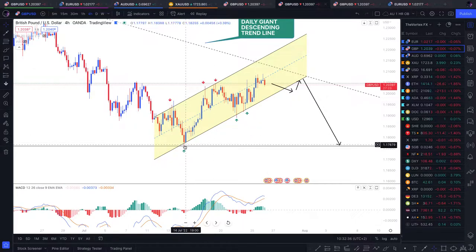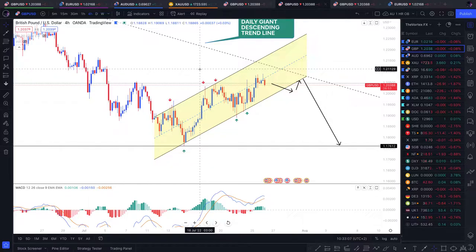We can see that price came all the way down to around the 1.176 price level. Then began what looks like it could be a 4-hour ascending channel, which means we are finally seeing price moving, showing higher highs and higher lows. Now we do have a few taps on either side of this channel. 1, 2, 3, 1, 2, 3. So we can say yes, price is following within this channel.